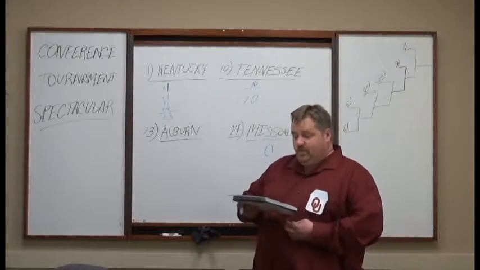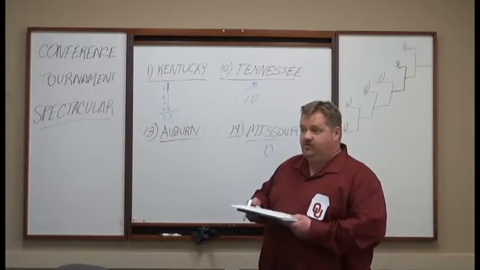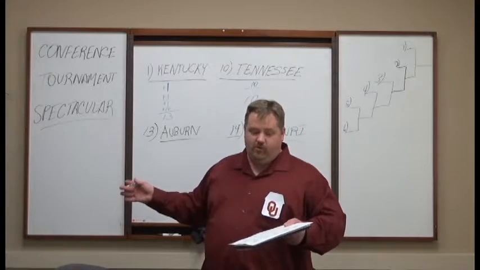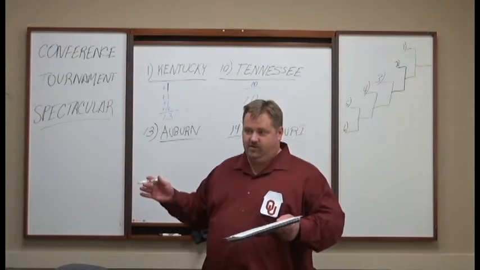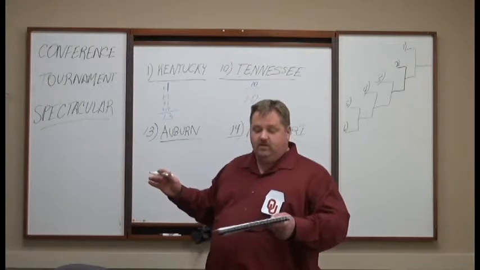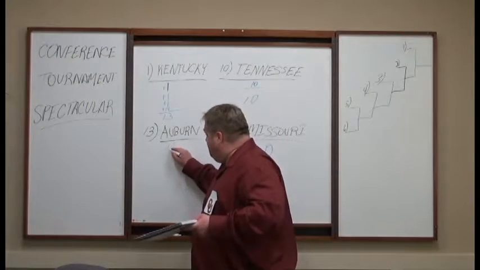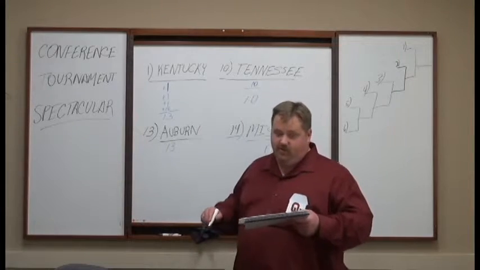Auburn is a good example. Auburn played Mississippi State in their first round. They beat them. That's no points. It's a first round game, double-digit seed that doesn't count. Then they went and played Texas A&M. They beat Texas A&M. That's a whopping 13 points for just that one game.